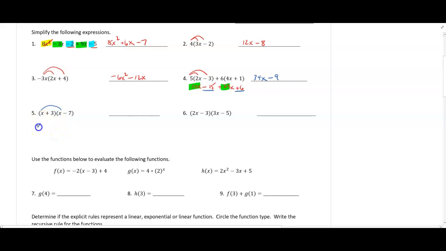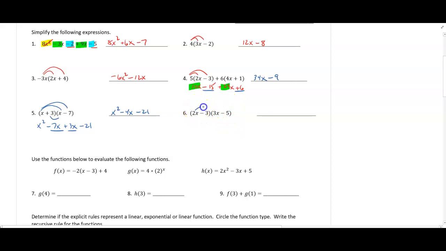Okay, so next, this is a FOIL problem, so we're going to multiply first terms, x times x is x squared, minus 7x plus 3x minus 21. And that will give me x squared minus 4x when I combine these middle terms, minus 21.